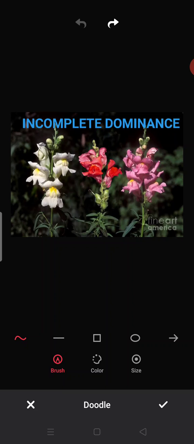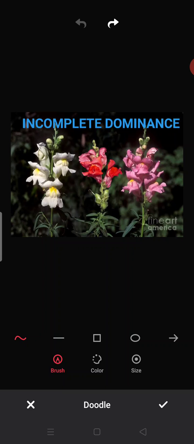So in incomplete dominance, the alleles for a gene do not display their dominant and recessive behavior. Rather, the traits are blended or mixed. This results in an intermediate or a third phenotype. And usually, the third phenotype is intermediate between the two parents.